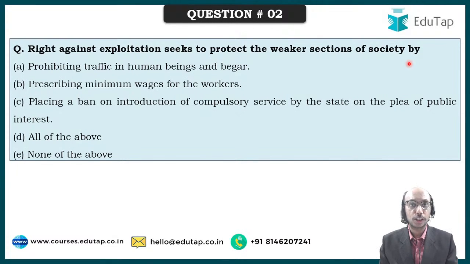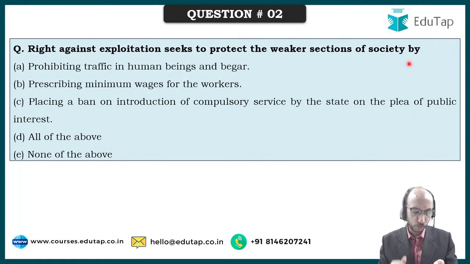Right against exploitation seeks to protect the weaker sections of society by prohibiting traffic in human beings and begar, prescribing minimum wages for the workers, placing a ban on introduction of compulsory service by the state on the plea of public interest, all of the above or none of the above. You have to tell me that when we are trying to protect against exploitation, how exactly we are trying to do that. So right against exploitation, which is a part of fundamental rights, seeks to protect the weaker sections of society. How does it do that? By prohibiting traffic in human beings and begar, prescribing minimum wages, placing a ban on introduction of compulsory service by the state on the plea of public interest, all of the above or none of the above.